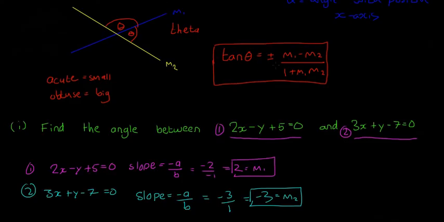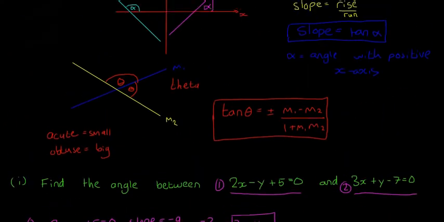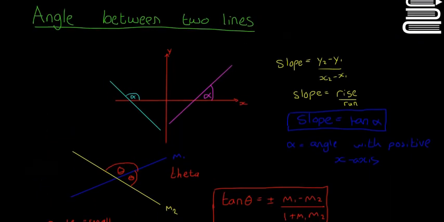And don't forget that you're going to have a plus or minus, so you're going to get a big and a small angle. Hopefully that all made sense, and we're going to look at a difficult example where they use this formula in the next question. We'll see you then.